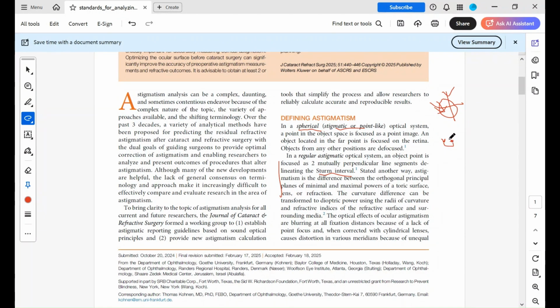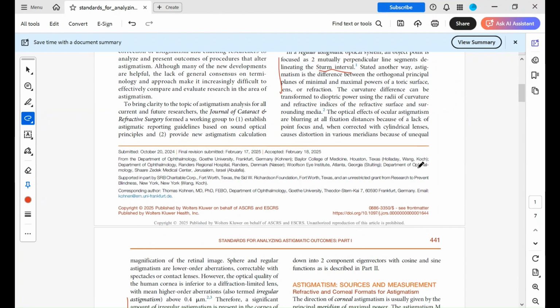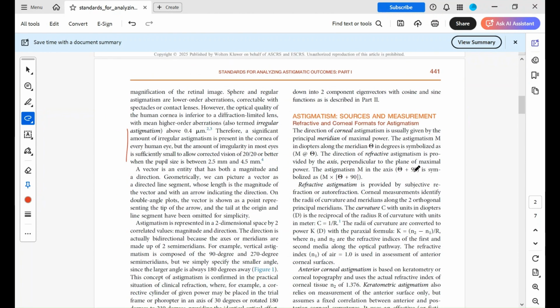So the patient's vision drops. Why? Because you do not have one single focal point. You do not have a stigmatic, you actually have an astigmatic. That is, you do not have just one single focal point, you have two focal points over here. So if that is clear, then let us move on.